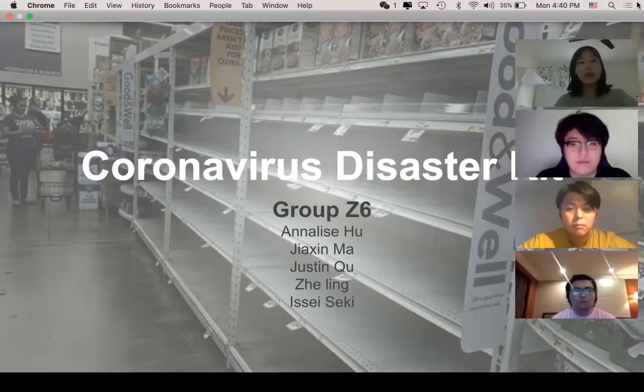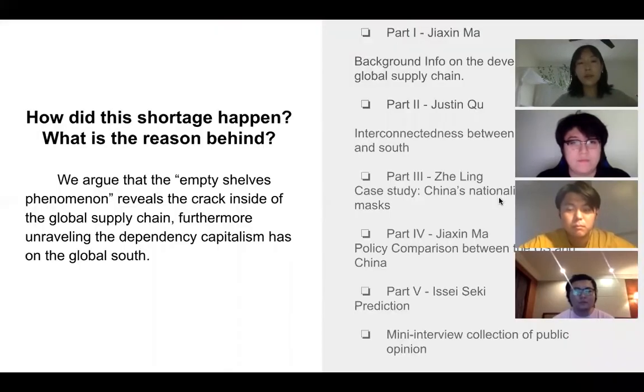Our group has worked hard to create this kit that will hopefully help us better understand the phenomena happening during this pandemic. So we have chosen a topic that we believe is very relevant to our current situation, and that is the shortage of certain supplies. So how did this shortage happen, and what is the real reason behind it? That is what we're going to try to explore and analyze today.